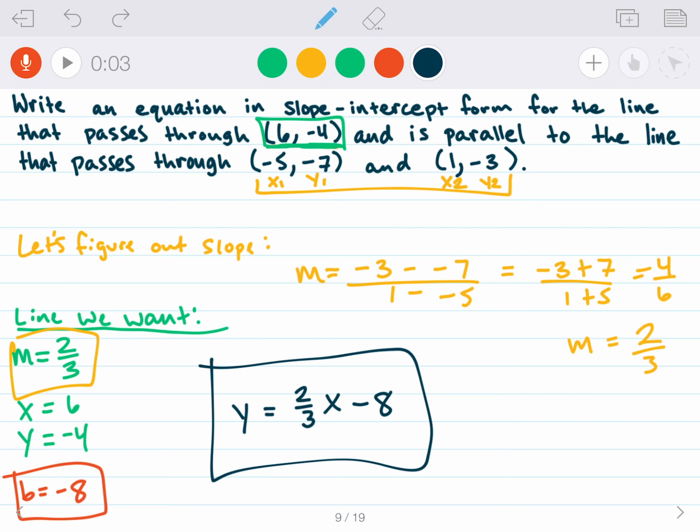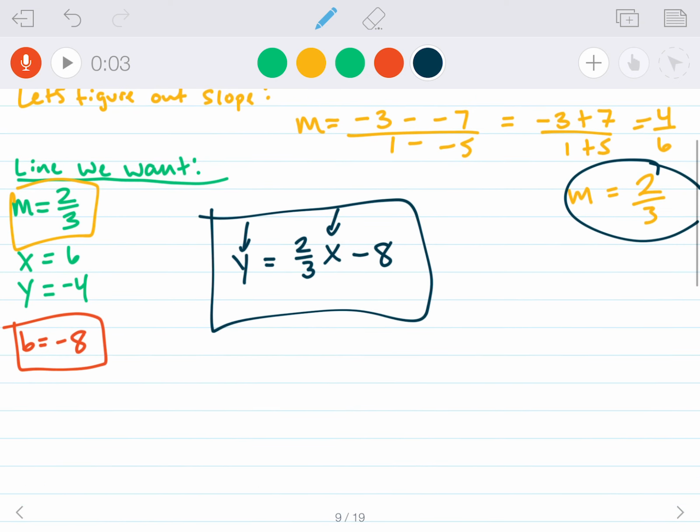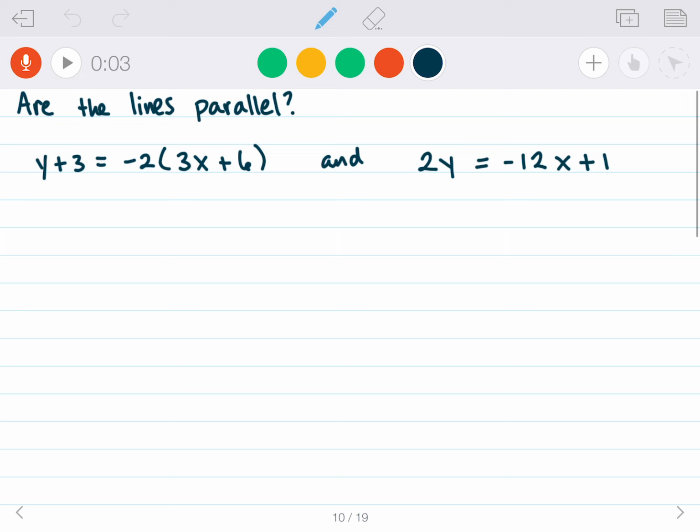Even though we didn't find the equation of the line, all that's relevant is the slope of that line. Parallel lines have the same slope. So it's parallel to this line for sure because they have the same slope of 2 over 3, and it passes through 6 comma negative 4. If you were to plug in x is 6, y is negative 4, you would get a true equation. That's what it means. It passes through that point.